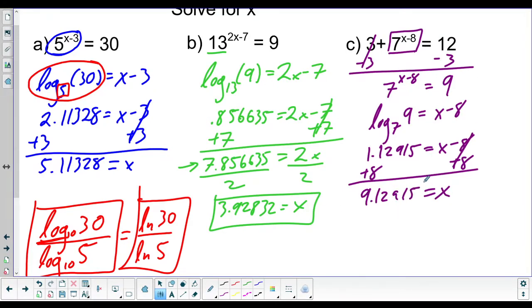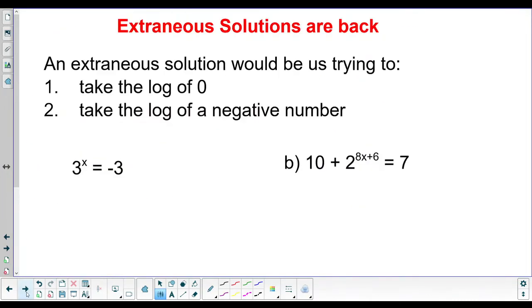9.12915. That's our answer. So again, the worst part is getting ugly decimals, but that's just part of growing up, kids. All right.